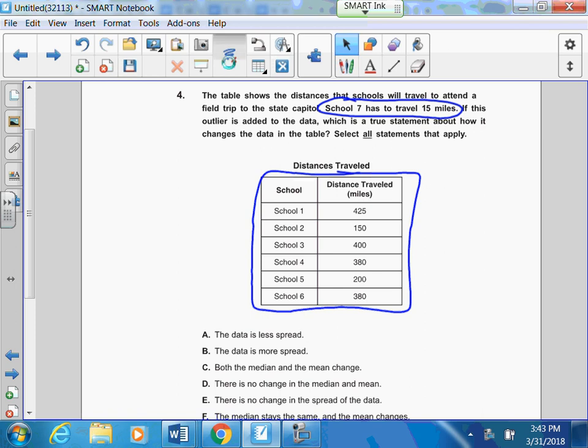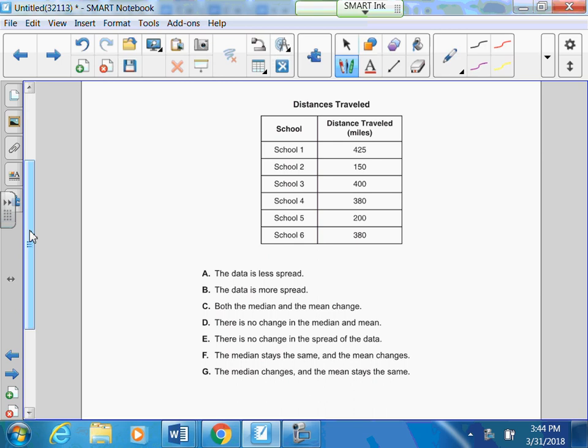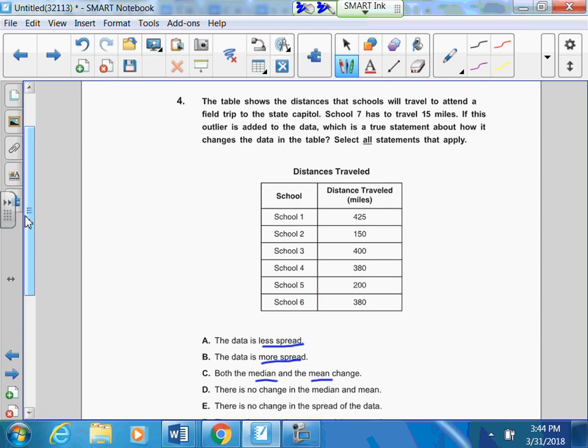So first, let's just figure out what we have to compare. We have to compare, is it less spread or more spread? The median, the mean, and that's basically it. So first, I would find the mean and median in each situation.